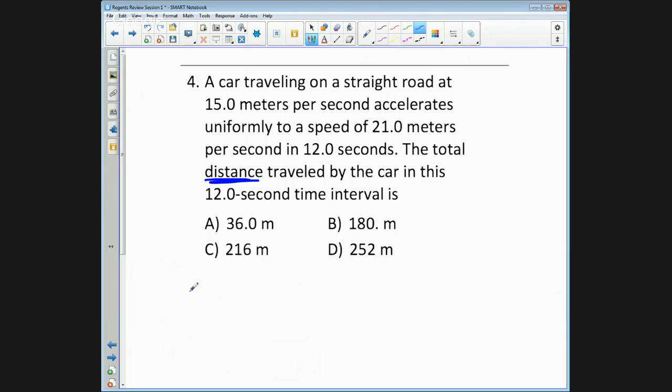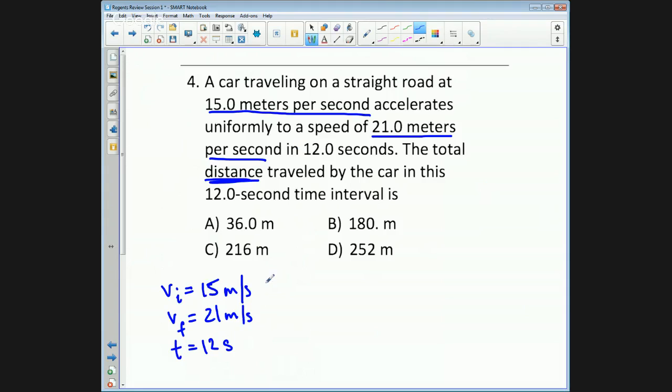The way I'm going to solve this, I'm going to list out my givens and pick the formula. So my givens are 15 meters per second. This is initially. So this is V initial equals 15 meters per second. Accelerates uniformly to a speed of 21 meters per second. 21 meters per second is my final speed. In 12 seconds. Time equals 12 seconds. The total distance by this car, oh, so that's my distance. So that's my unknown. That's what I'm solving for.